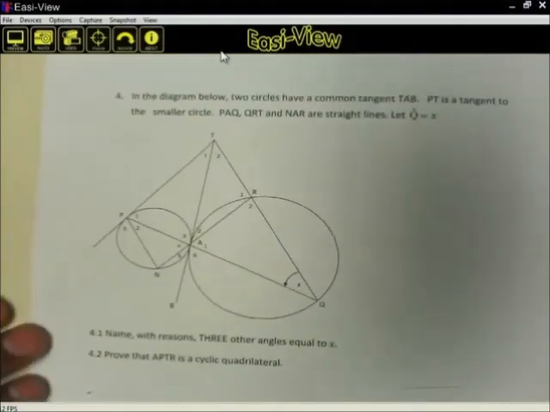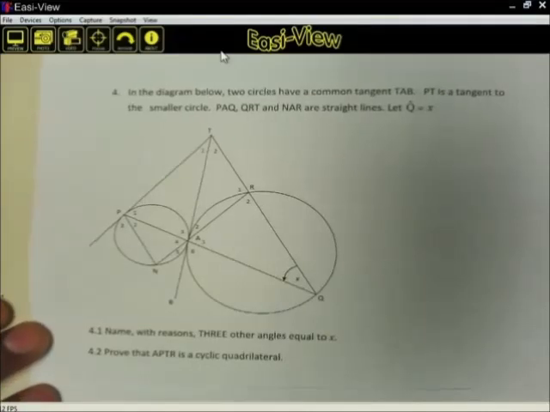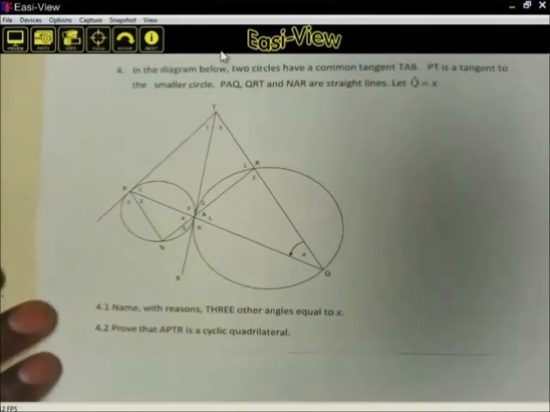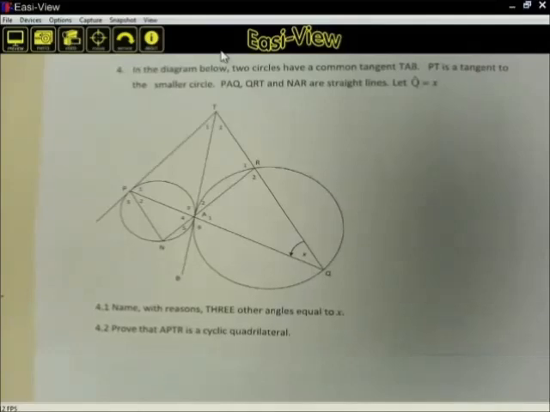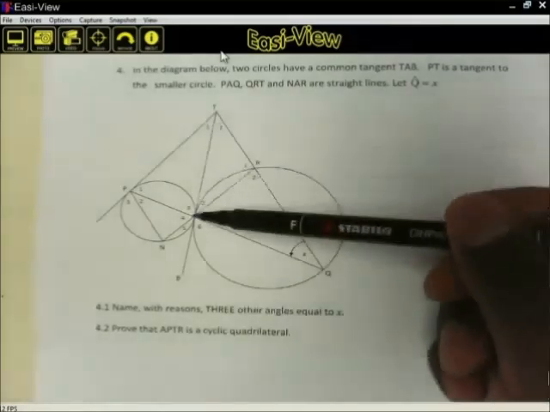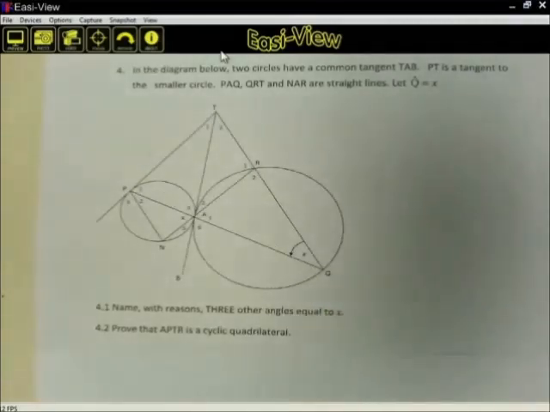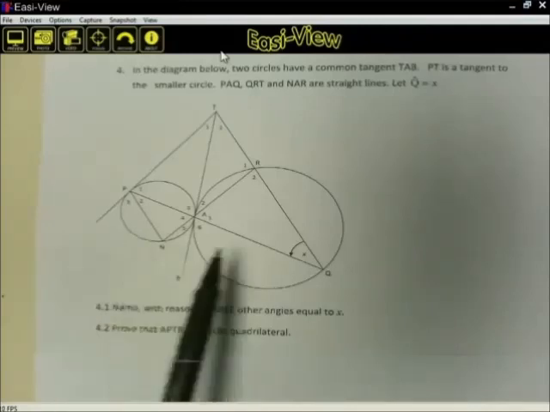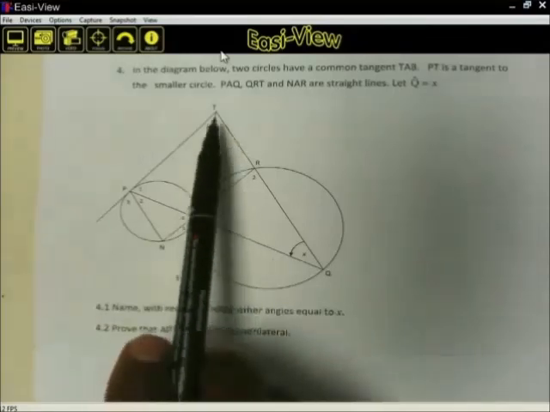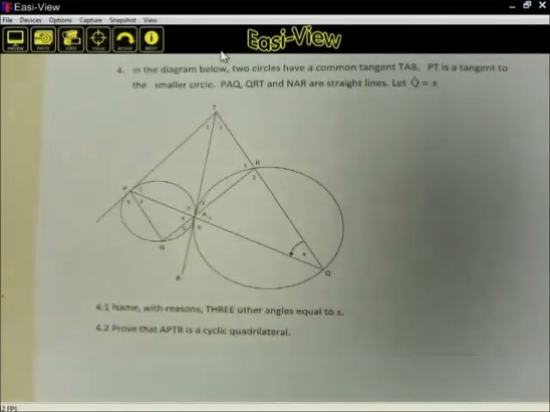Here is the exercise. It reads, in the diagram below, two circles have a common tangent TAB. PT is a tangent to the smaller circle. You can see you've got two circles there, a smaller circle and the bigger circle. So they've got this common tangent TAB, and also PT is a tangent to the smaller circle.